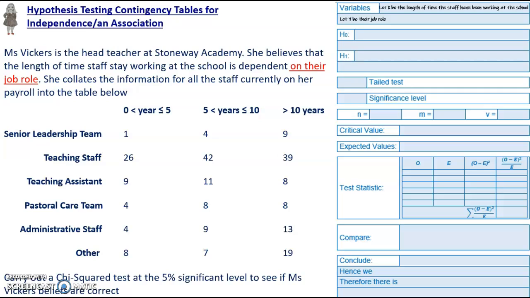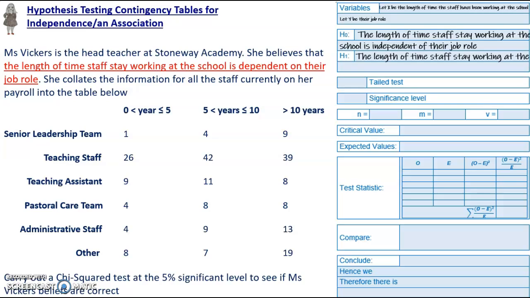When we are doing a hypothesis test for independence or for an association, that is always what my null hypothesis is, that the two factors, the two variables, are independent, are not associated. As the question is looking for whether the staff's length of working is dependent on their job role, I'm going to use that hypothesis. So my H0 will be that the length of time staff have been working at the school is independent of their job role. They don't affect one another.